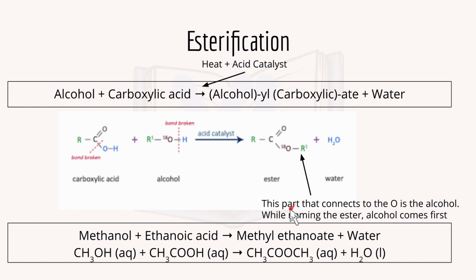And the part that connects to O is the alcohol, and while naming the esters, the alcohol comes first. So let's say here, alcohol plus carboxylic acid through heat and acid catalyst will be alcohol-YL and carboxylic-ATE plus water. Now let's say we have methanol plus ethanoic acid equals methyl ethanoate and water.